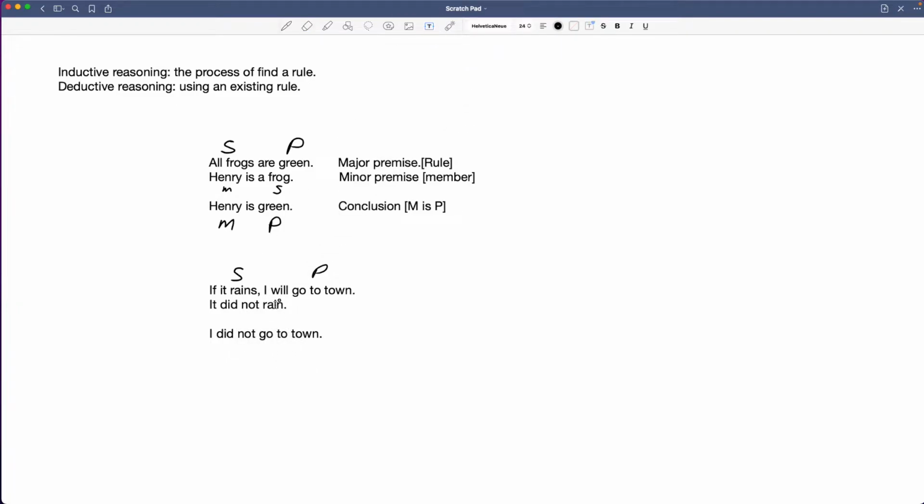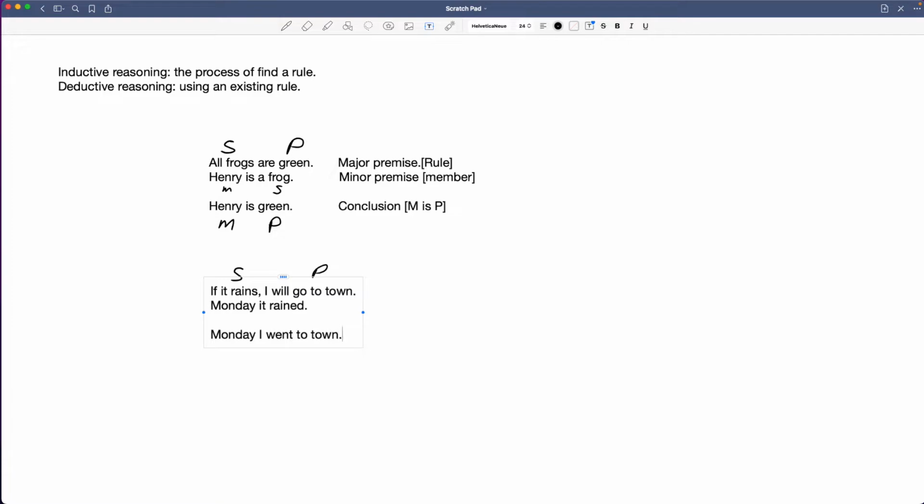If I said, let me delete all of this. If we rewrote this and we said it rained on Monday, right? Then I could say on Monday, actually, I would have to rewrite that. I would have to say Monday it rained. So Monday I went to town.